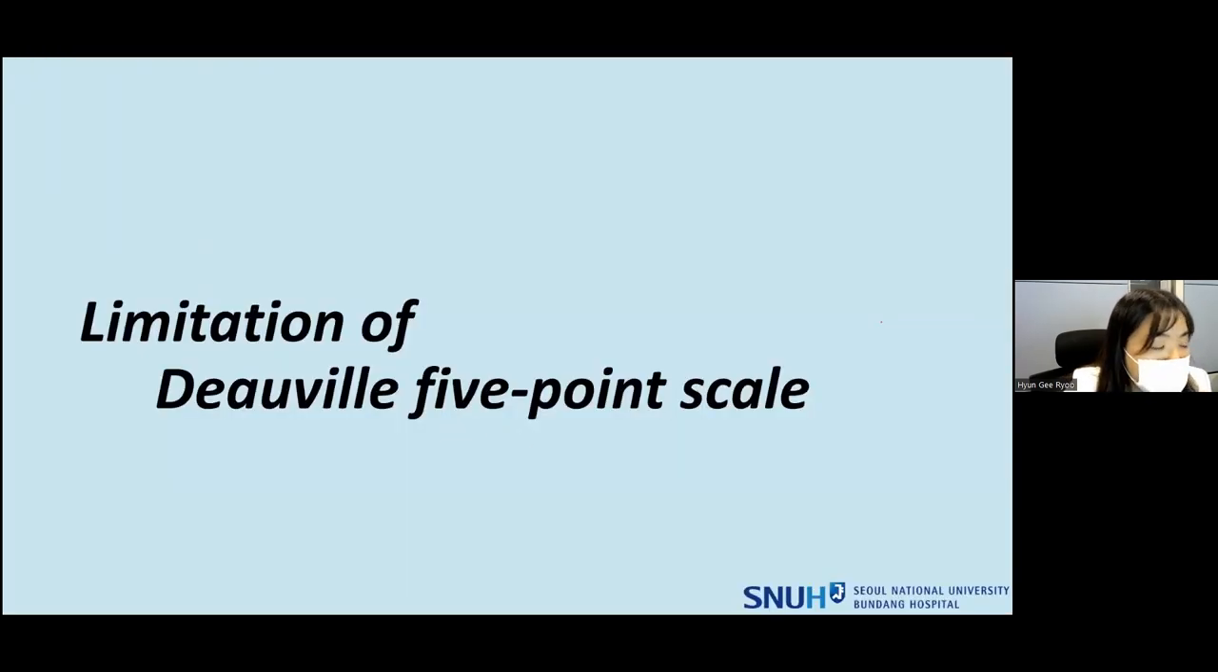As I mentioned in the previous slide, based on the Lugano classification, we say that the patient has a complete response if the patient has a Deauville score of 1 or 2 or 3, and we say the patient has SD or PR or PD when the patient has a Deauville score of 4 or 5. But we should very carefully interpret when the patient has a Deauville score of 3.